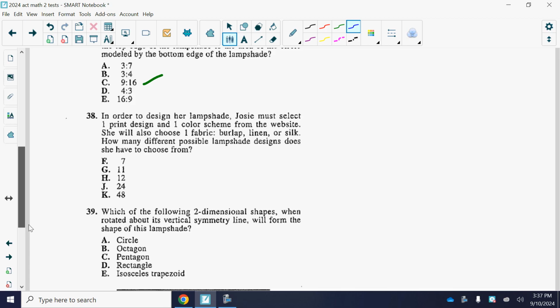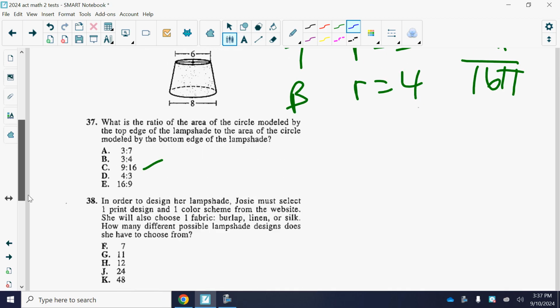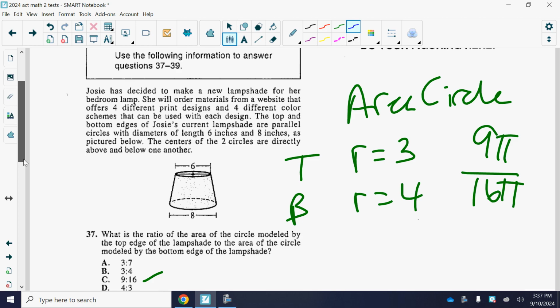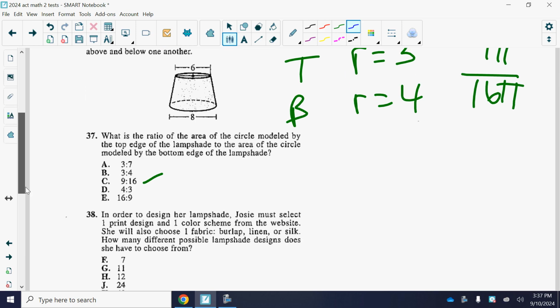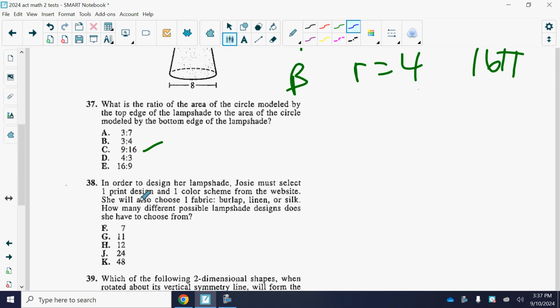So we must select one print design and one color scheme. So where are the print designs? She offers 4 and 4. So it's like getting dressed, huh? I have 5 shirts, 4 pants, and 3 ties. So how many ways can I get dressed?